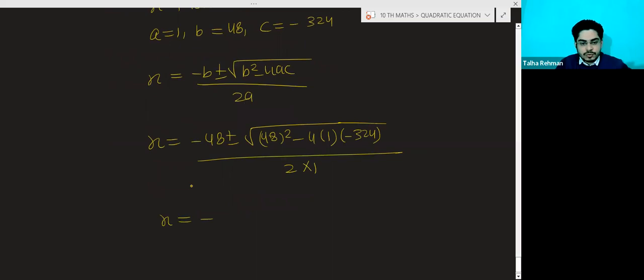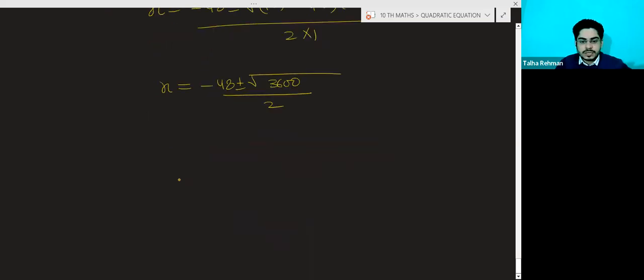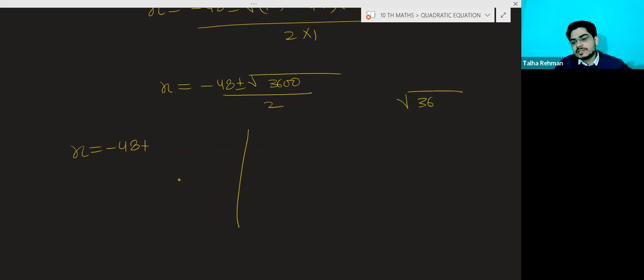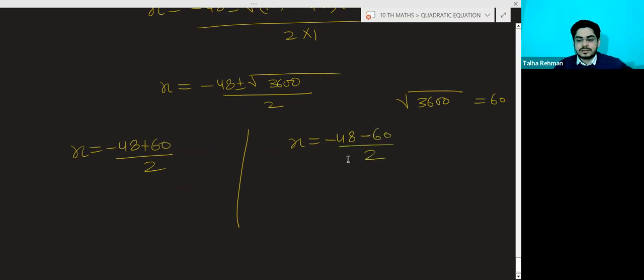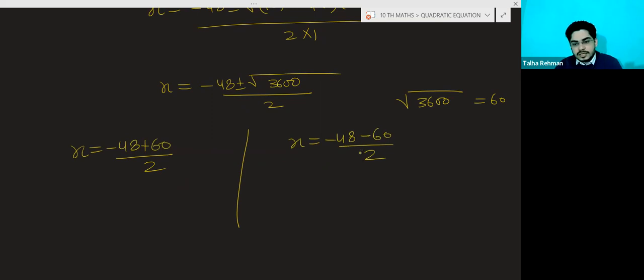So you will get x is equal to minus 48 plus minus, when you solve it, you will get root of 3600 divided by 2. Now further you can solve it. It will be x is equal to minus 48 plus, and root of 3600 is 60, so plus 60 divided by 2, and x is equal to minus 48 minus 60 divided by 2, and x is the speed we have. So this value we will reject, and here we will have 60 minus 48, so 12 by 2, so 6 kilometer per hour.